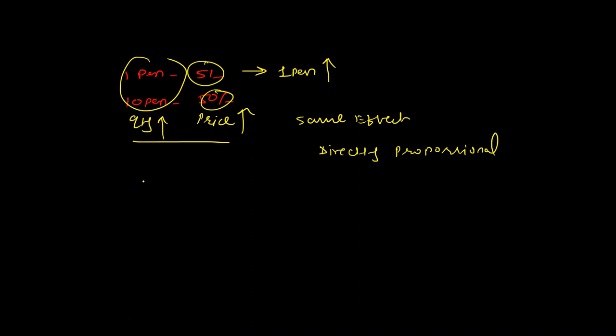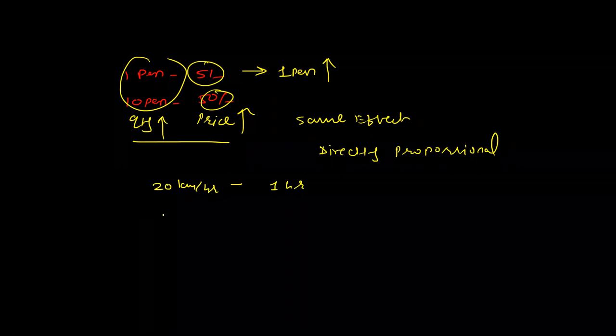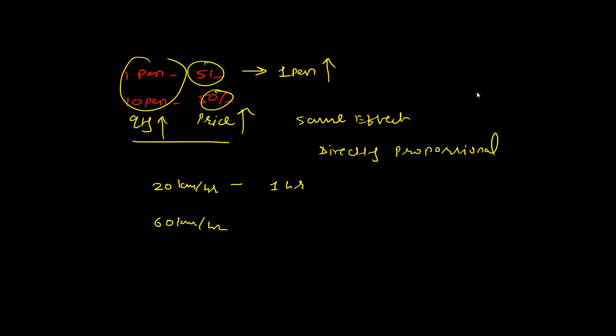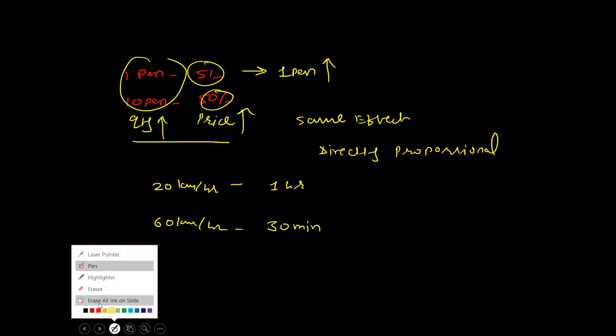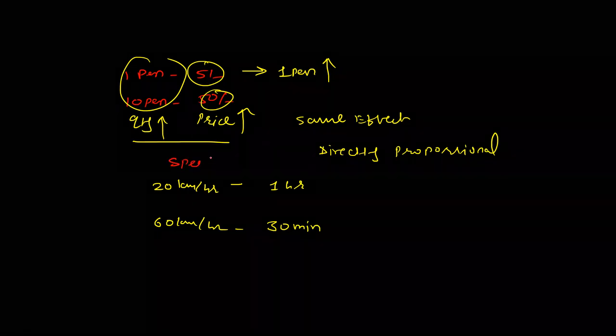On the other hand, we have a second example. Suppose the speed of your bike or car is 20 kilometer per hour, and you require 1 hour to reach the destination. When you increase the speed to 60 kilometer per hour, you tell me what is going to happen. Your speed has increased, right? So you will reach the destination in just 30 minutes. So see here, your speed is increased, but your time requirement is decreased. The opposite effect is there. One is increasing, another is decreasing. This is called indirect proportion or inverse relation.